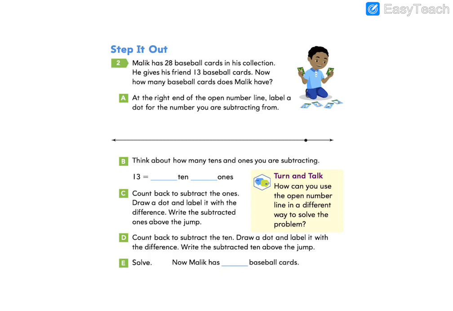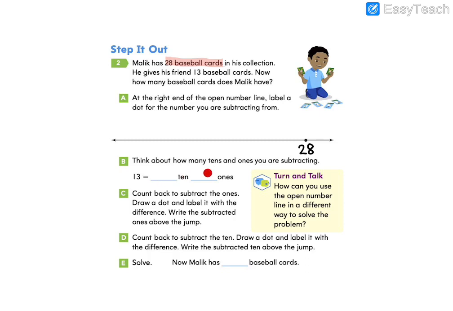Right, now let's look at our next problem. Malik has 28 baseball cards in his collection. He gives his friend 13 baseball cards. Now how many baseball cards does Malik have? At the right end of the open number line, label a dot for the number you're subtracting from. That's the number of baseball cards he has in his collection. He has 28. So let's go ahead and label.